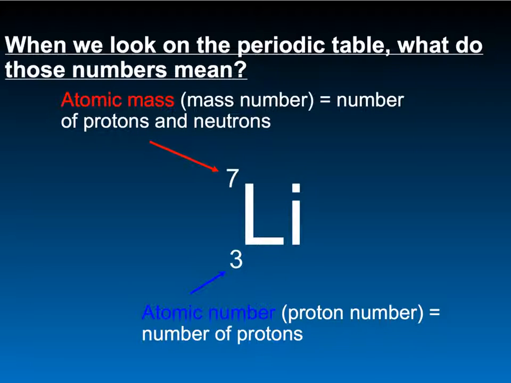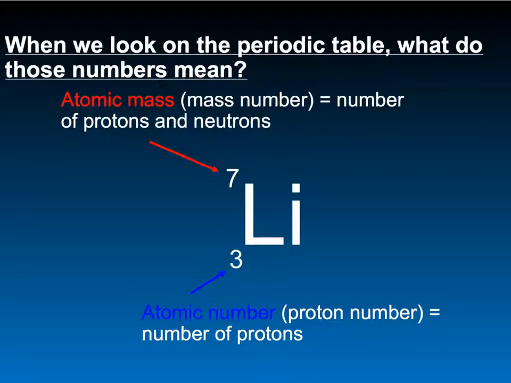When we look on the periodic table, we see that each element has a symbol, and it's also accompanied by two numbers. This one is the atomic mass number, which is the number of protons plus the number of neutrons in the nucleus, and then this one is the atomic number, or the proton number, which gives us the number of protons in that atom.